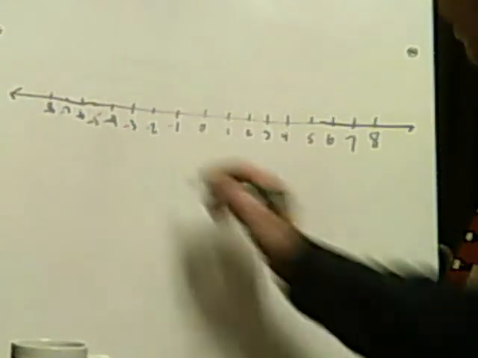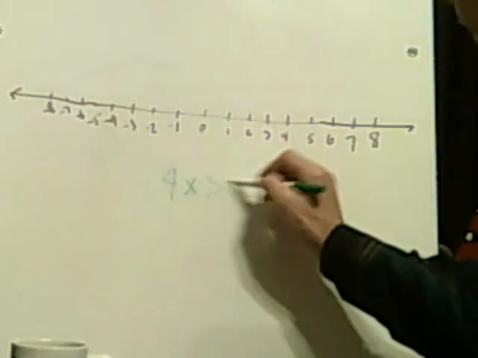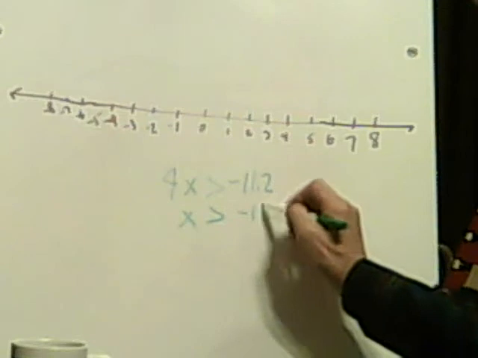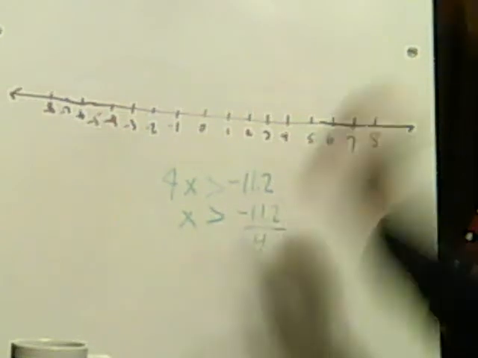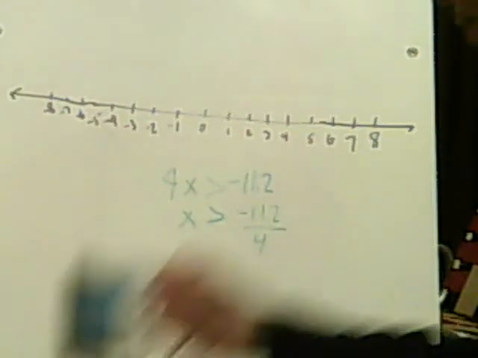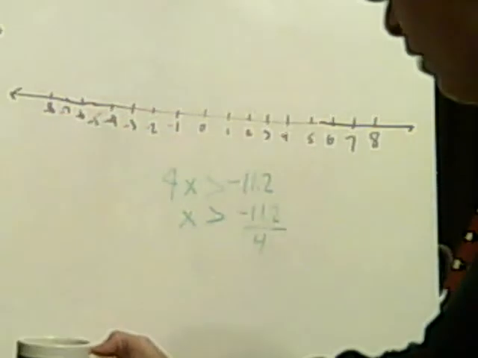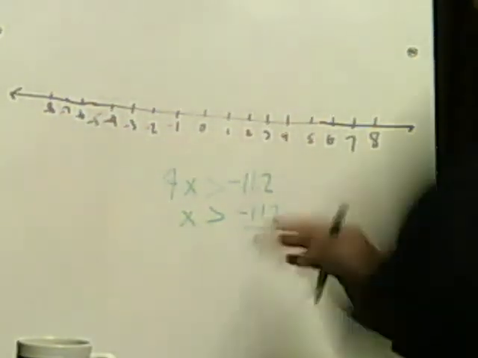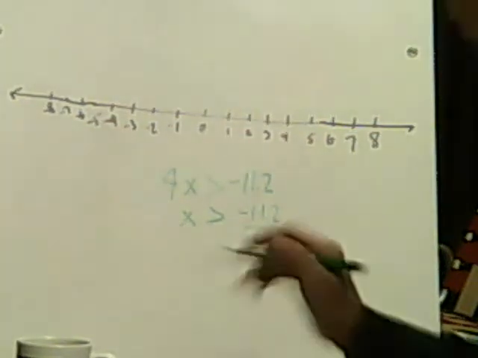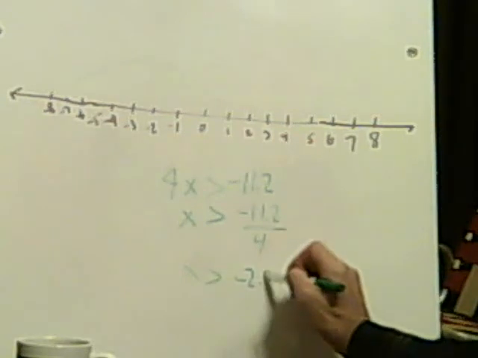Number 20 says 4x is greater than -11.2, or x is greater than -11.2 divided by 4. So you can do that on a calculator. 10 divided by 4 is 2.5. 1.2 divided by 4 is 0.3, so it's -2.8. X is greater than negative 2.8.